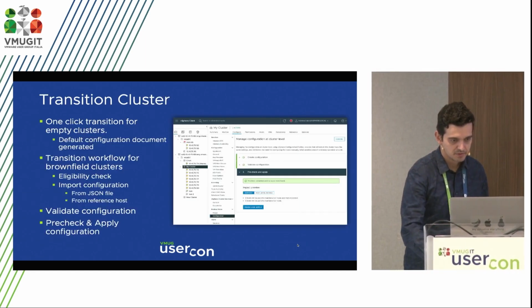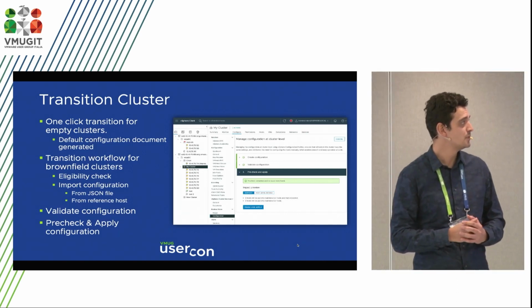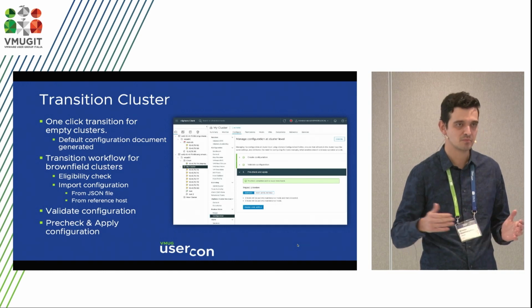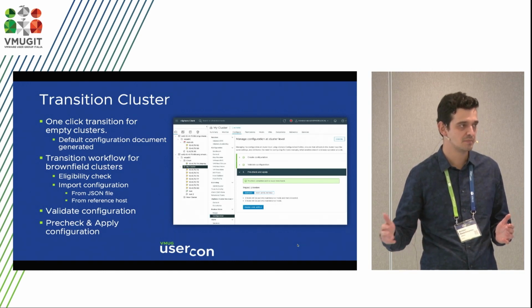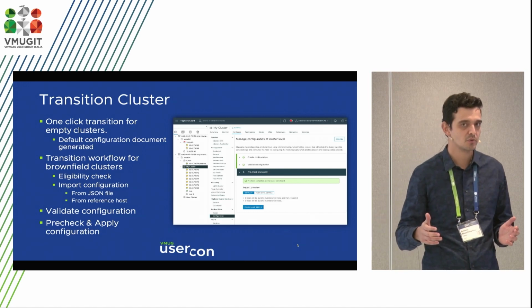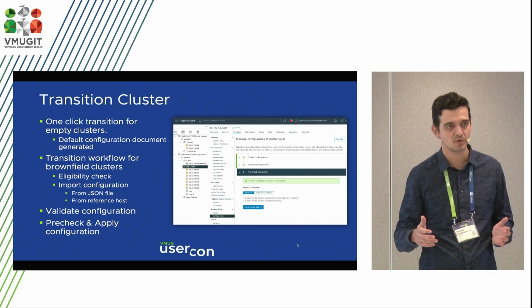The brownfield workflow is the transition workflow. So if you go to a cluster in the vSphere inventory and go to configuration desired state, you'll see the page for transitioning. It's a guided workflow, a step-by-step workflow, which allows you to enable config profiles. So there are two modes for the transition. One is called quick transition or one-click transition.